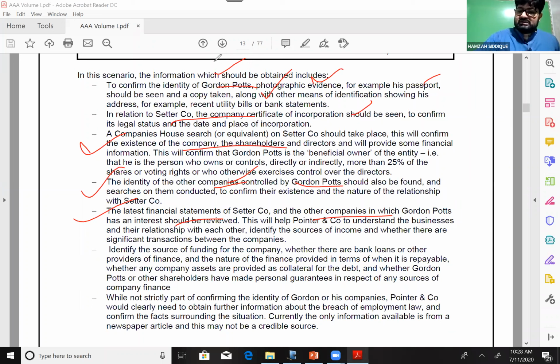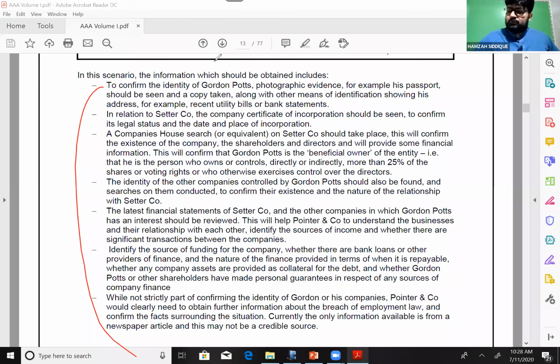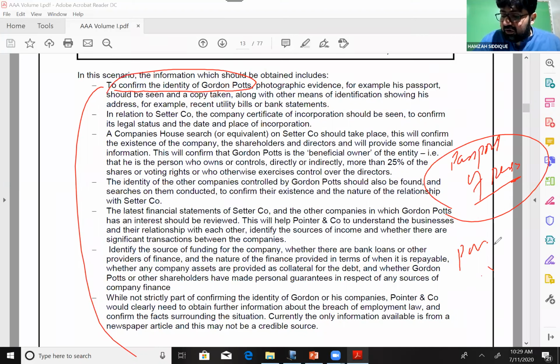Remember one thing, please, where students make mistakes. They write identity, for example the passport of the person, but they don't mention why: to confirm identity. They forget to write the purpose of it. Why do they need it? Certificate of incorporation: why? To confirm the legal status of the company. Companies House certificate information: why? To know who the beneficial owners are. Financial information.